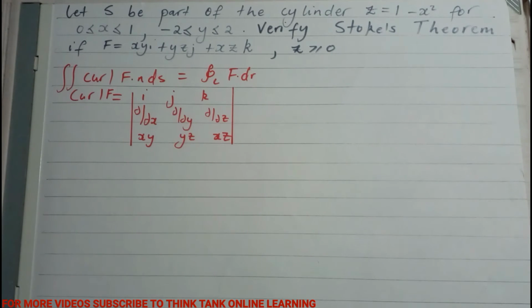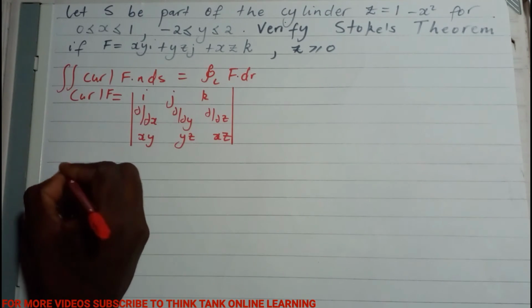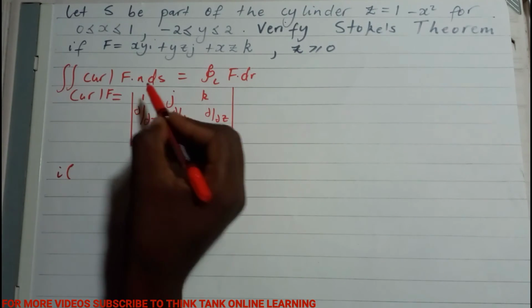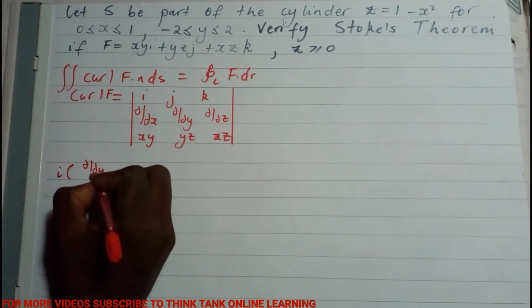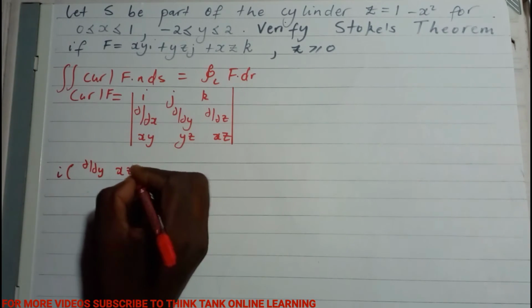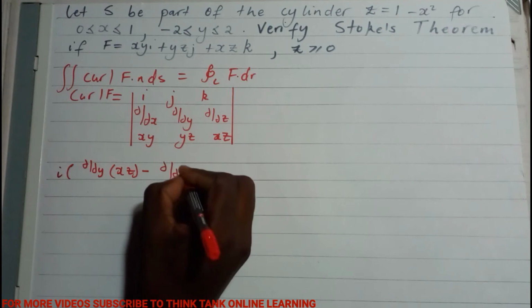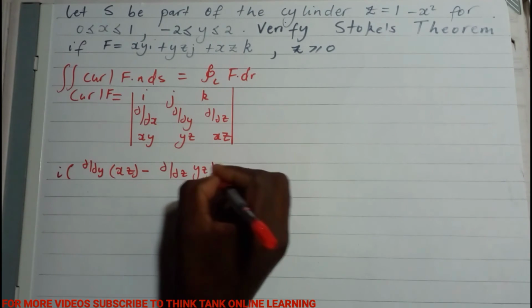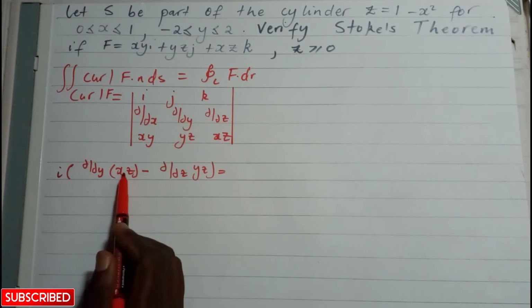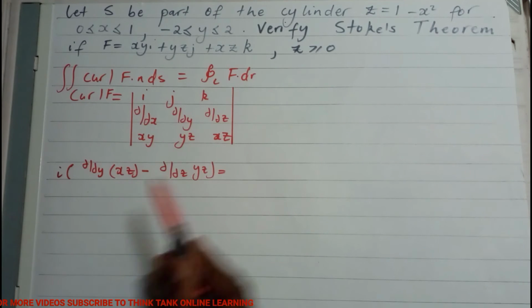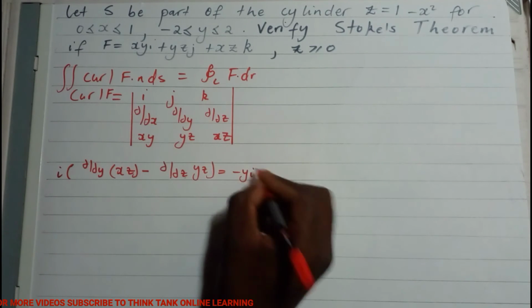So the curl. First I'm going to find the i component. This is the row for i, this is the column for i. So I'm going to say partial y of xz, minus partial z of yz. We don't have any y component in xz, so if we differentiate with respect to y, it's just a constant, it's going to be 0. But if we differentiate yz with respect to z, we're going to get negative y i.